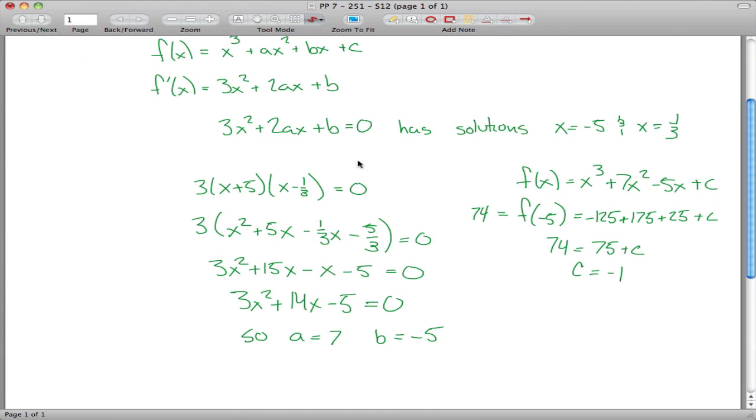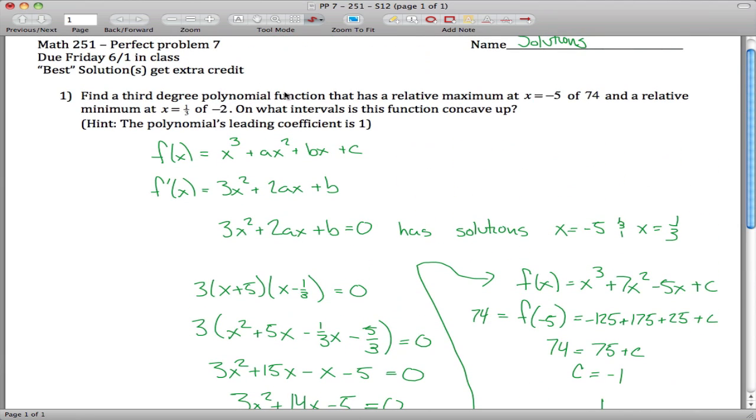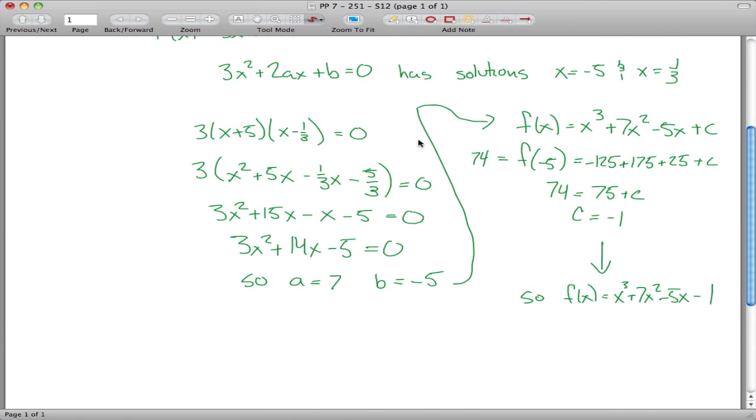Should probably draw some arrows to make this make more sense. So we went from here to here, and then we get c equals -1. So our original function, f of x, is x cubed plus 7x squared minus 5x minus 1. So I think there are two parts here. One is find the polynomial. We did that. And then it asks on what intervals is this function concave up.